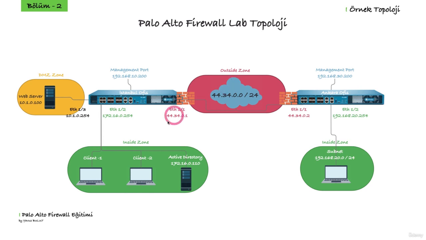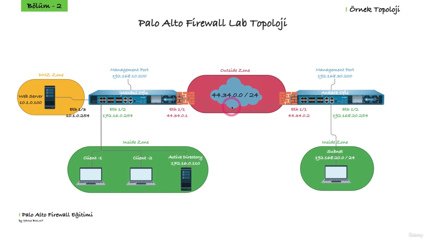We will be using subnet 172.16.0.0 in our inside zone. We will use subnet 10.1.0.0 in DMZ zone. We will connect the Ethernet 1/3 port of our firewall to our DMZ zone. We will connect our Ethernet 1/2 port to our inside zone, and we will use the Ethernet 1/1 port in our outside zone.